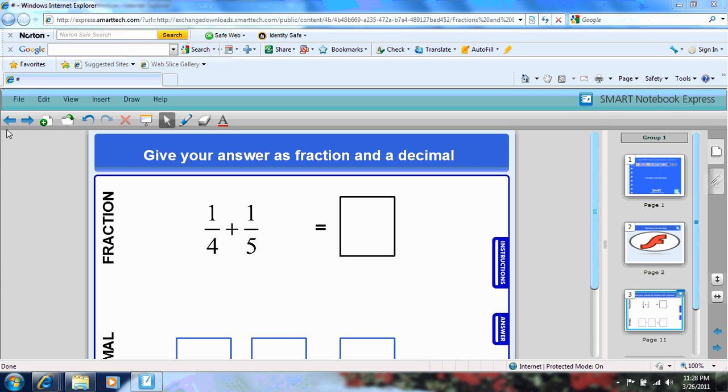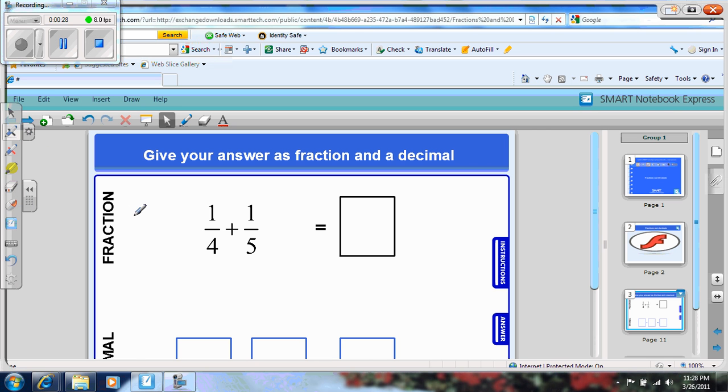Okay, first let's pick up on some things that we learned last week. Your top number is your numerator, and your bottom number is your denominator. And I'm going to just write this to the side for you guys to use. Numerator's on top, denominator's on bottom.